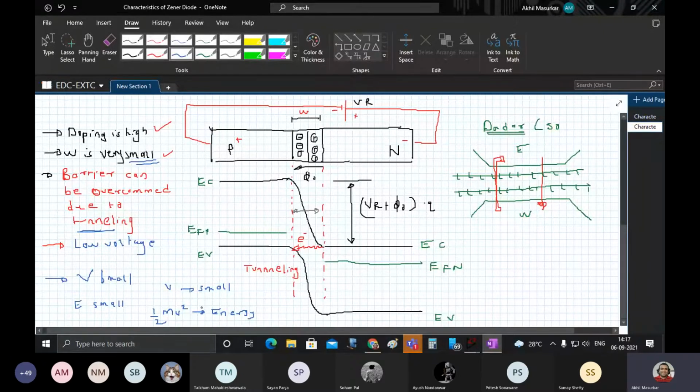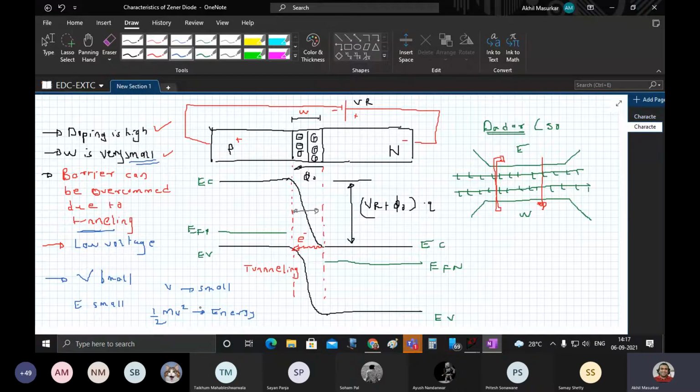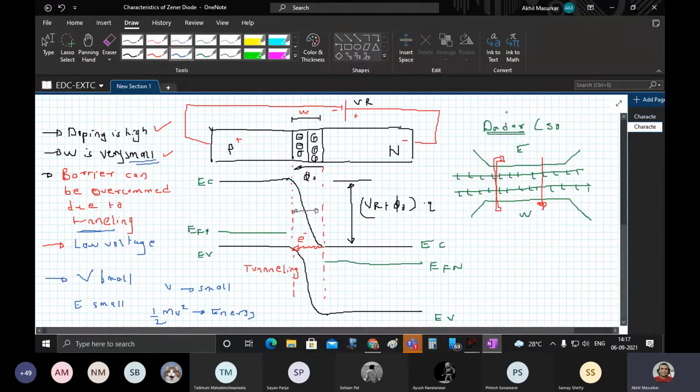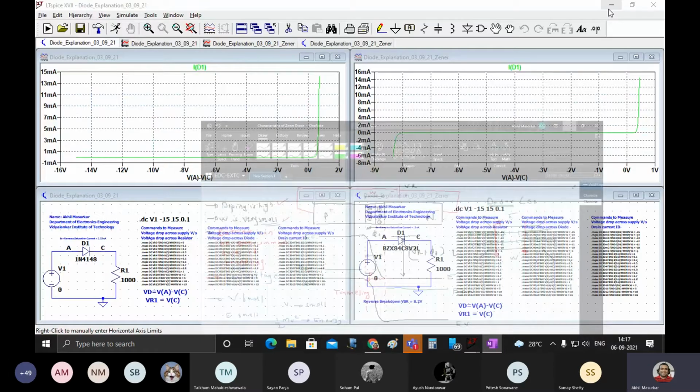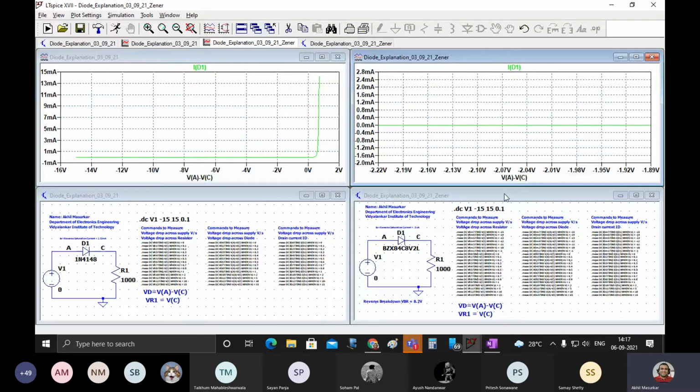So I want you to show me this graph all in one. Okay, Akhil has shown me this, good. Then Soham also has shown, good. Sayan has shown this. Okay, good.